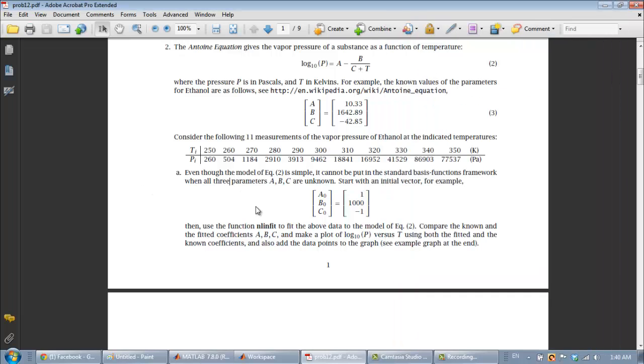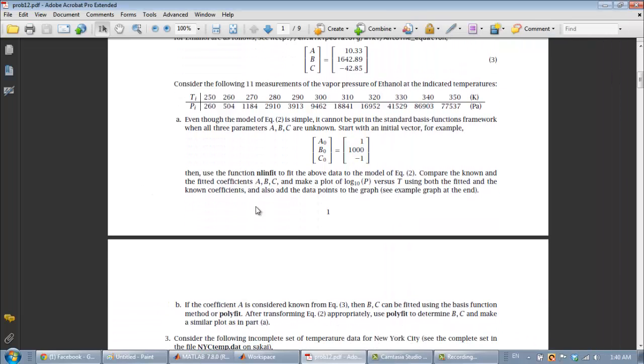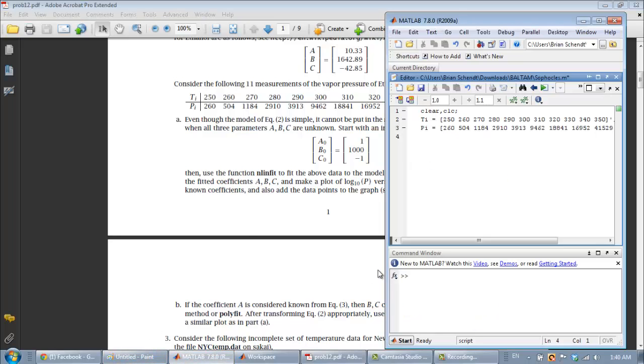Okay, so part A wants us to do an nlinfit. Usually they don't start with the nlinfit, but that's totally fine because nlinfitting should be pretty easy at this point, especially when they give us the guess values. Again, nlinfit, you don't need to worry about finding a particular x or y. You just use the dependent variable, then the independent variable, then the function, and then the guess, which in this case is 1000, -1.